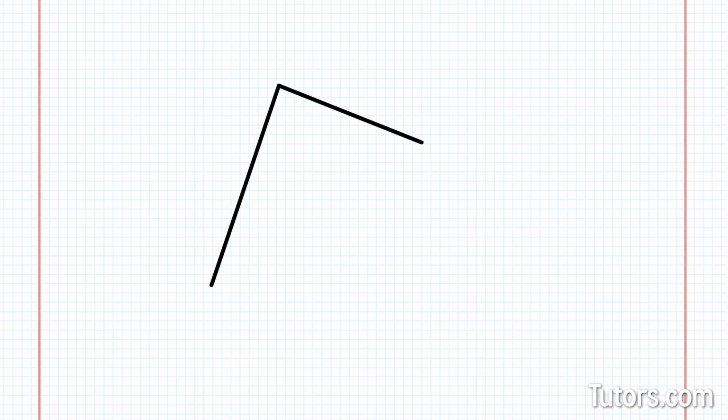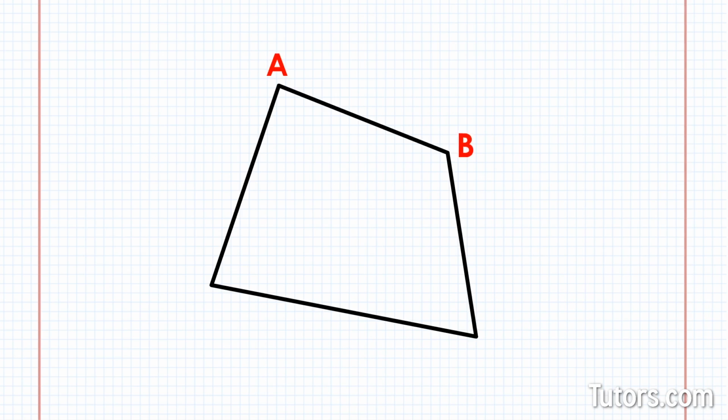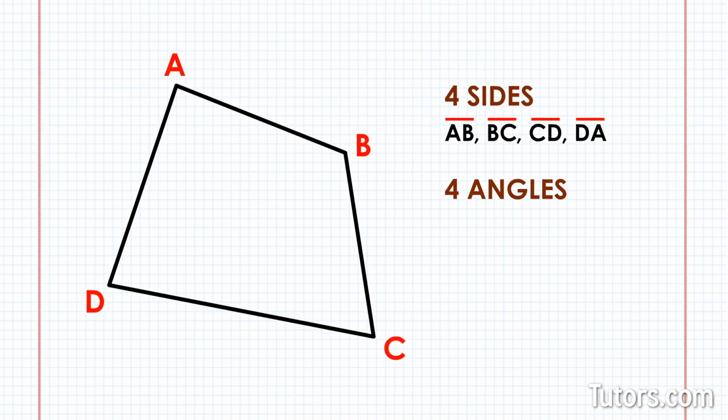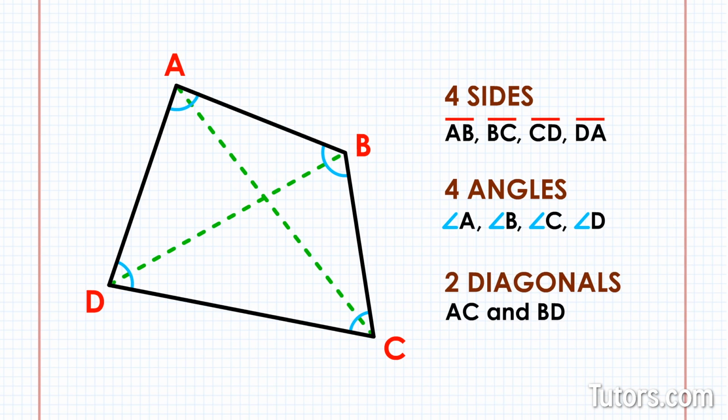Now let's label your quadrilateral. Each vertex is given a letter, moving in either direction, clockwise or counterclockwise, to the next vertex. Like quadrilateral ABCD, each side of the quadrilateral is then identified by its line segment, AB, BC, CD, DA. Each interior angle uses its vertex letter, angle A, angle B, angle C, angle D. Diagonals can be constructed by connecting opposite, non-adjacent vertices, AC and BD.